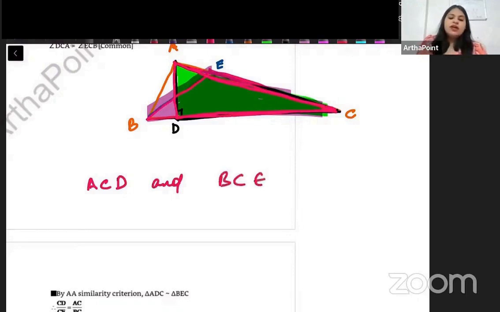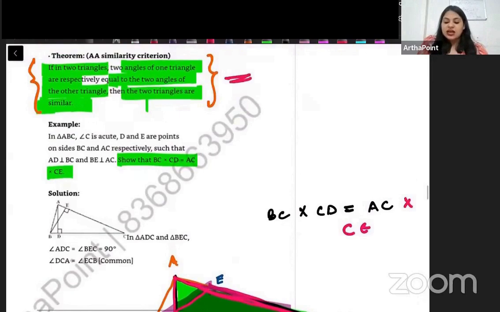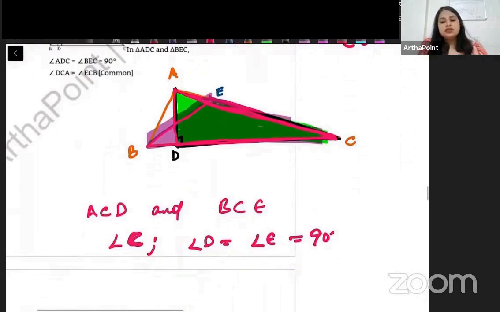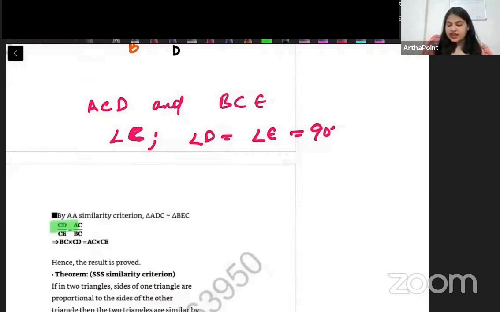So beta, one angle is common, angle C. And the other angle is equal, angle D is equal to angle E is equal to 90 degrees. So if two angles are equal in a triangle, then the two triangles are similar. So these two triangles will be similar. But if these two triangles are similar, then we know that their sides will have the same ratio. So we know that CD by CE will be equal to AC by BC. So we have just proved this.